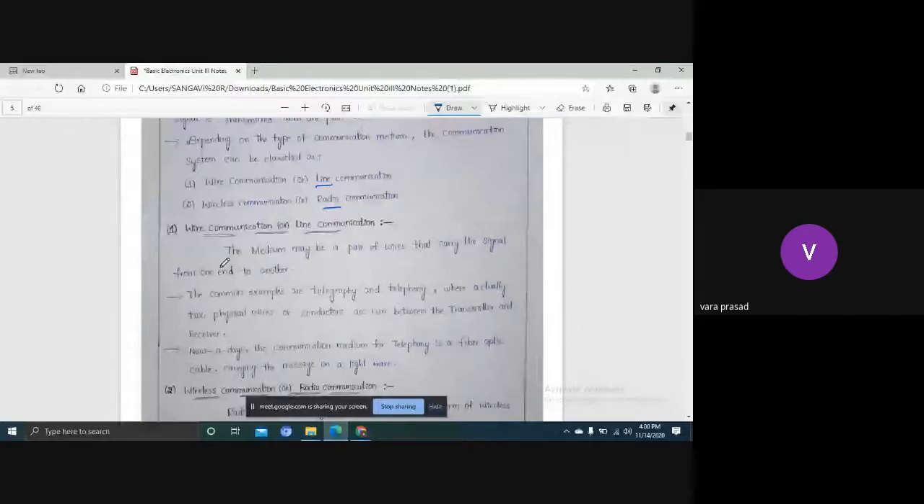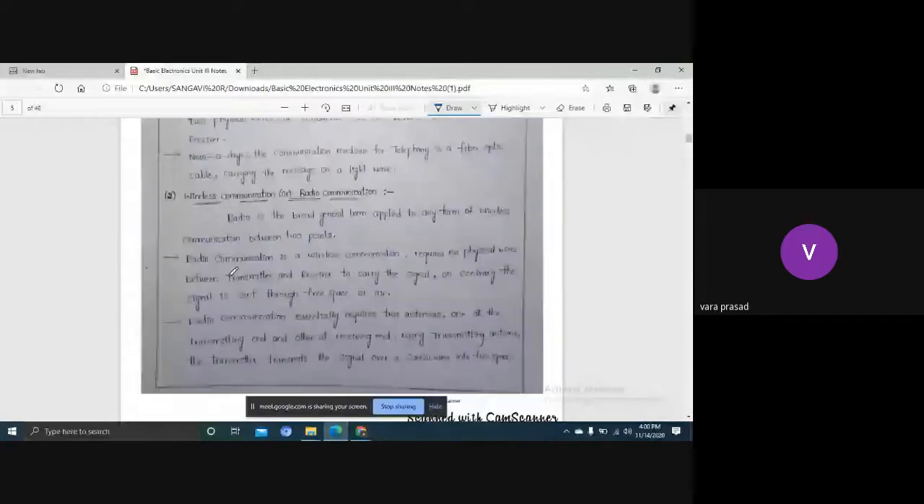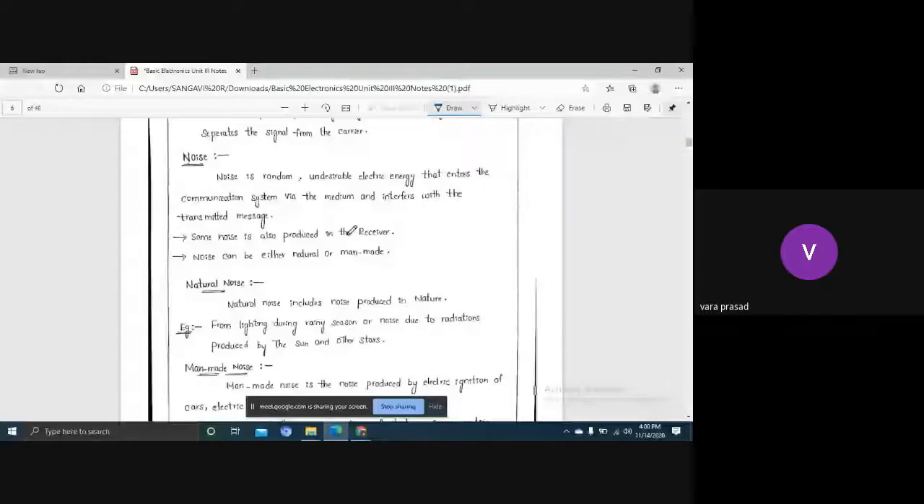Now noise. Noise is undesirable electrical energy that can be added when we are sending the signal from one place to another place. There are two types of noise. The first one is natural noise. The second one is man-made noise.